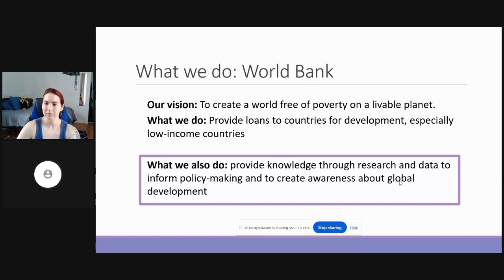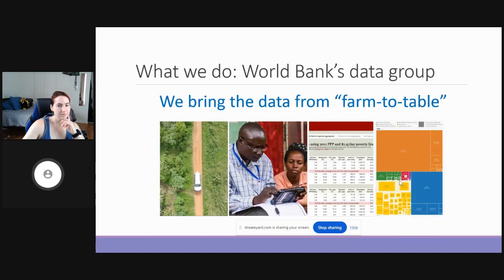So as you might know, the World Bank was created so that we can have a world free of poverty on a livable planet. What we do is provide loans to countries for development, especially for low income countries and lots of middle income countries as well. But other than this, we also provide knowledge through research and data to inform policymaking and to create awareness about global development. Our topics in terms of giving loans range from education to infrastructure to protecting the environment, and similarly, that's true for the data as well.